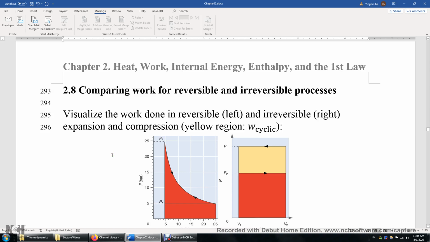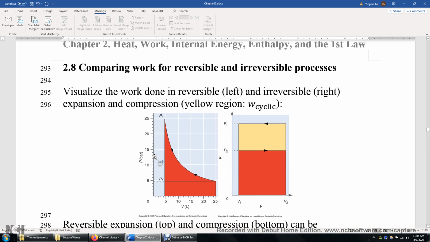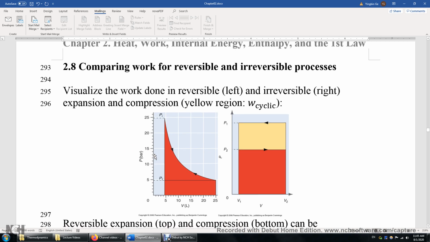Section 2.8 Comparing work for reversible and irreversible processes. We will visualize the work done in the reversible process and irreversible process. Over here, if you look at this curve, this is just the PV equals nRT curve for an ideal gas.